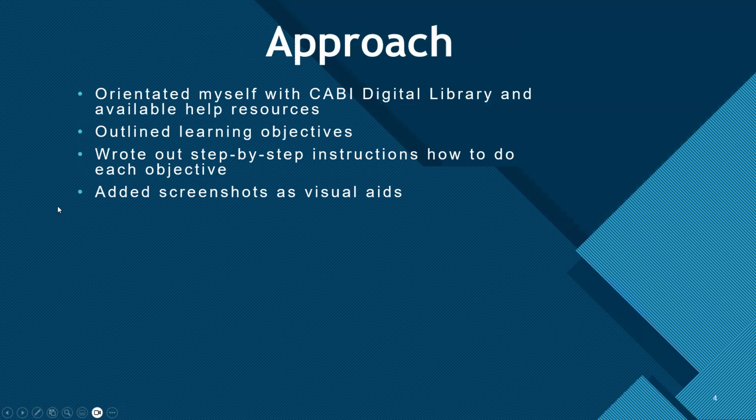So what was my approach? I oriented myself with CABI Digital Library to get familiar. And then I looked at different user help guides and resources to see what was available. And then I outlined learning objectives, and then I wrote out step-by-step instructions on how to do each objective. Then after writing those out, I added screenshots as visual aids.